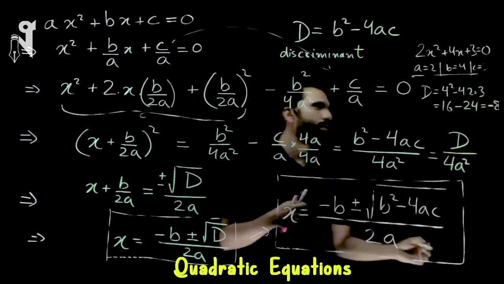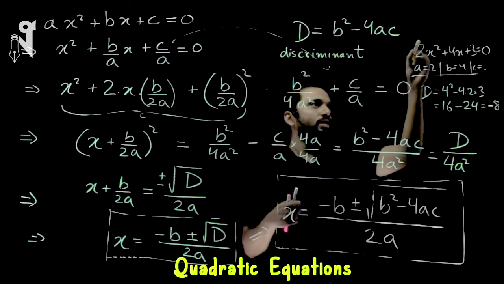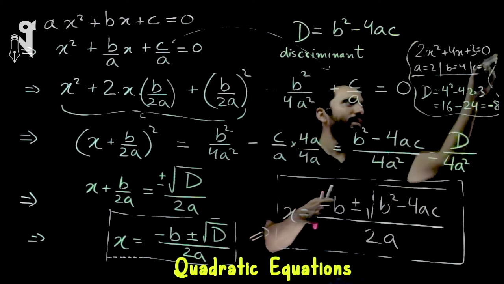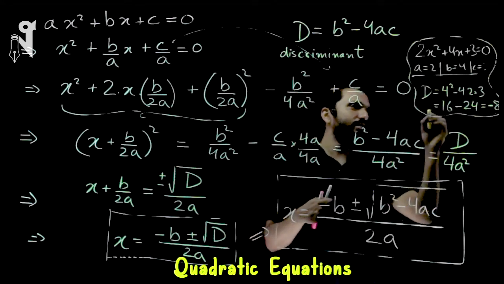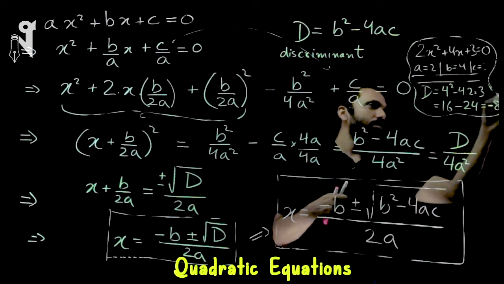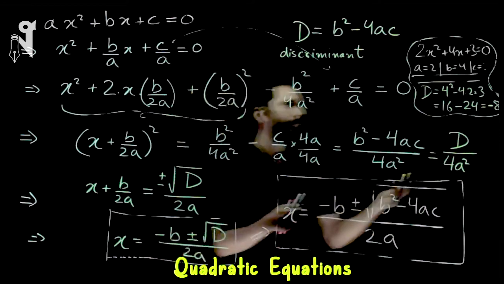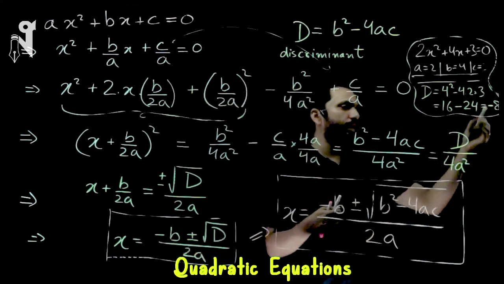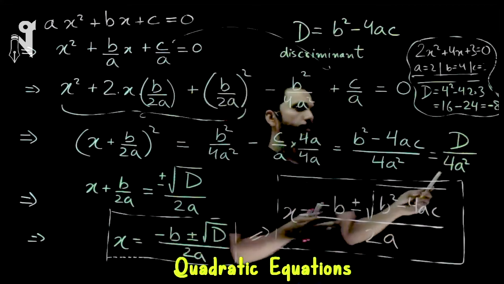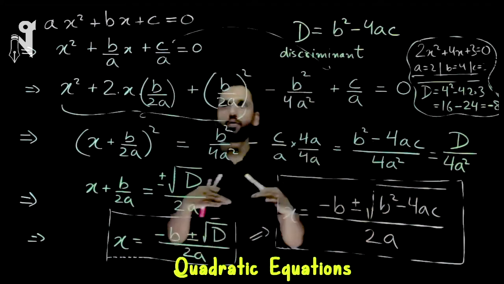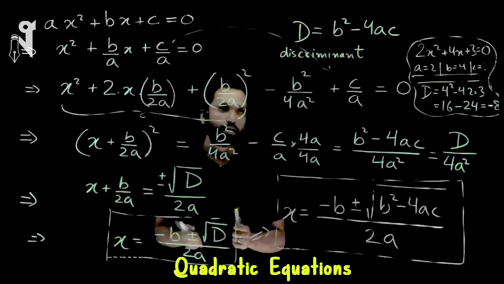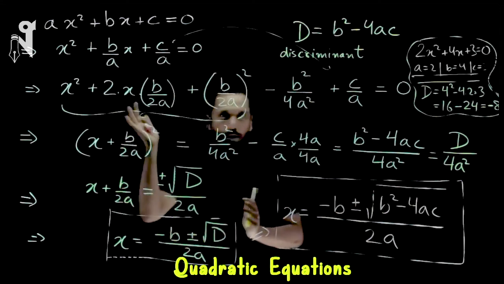It's a negative number. So if D is negative, that means you are not going to have real roots. The roots won't be possible. The graph would be somewhere above the x-axis totally. Mind you, graphs below the x-axis are also possible if the coefficient of x square is negative. So again, I'm not going into graphs.